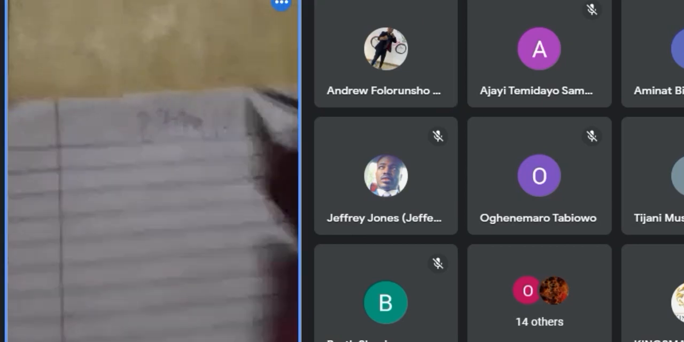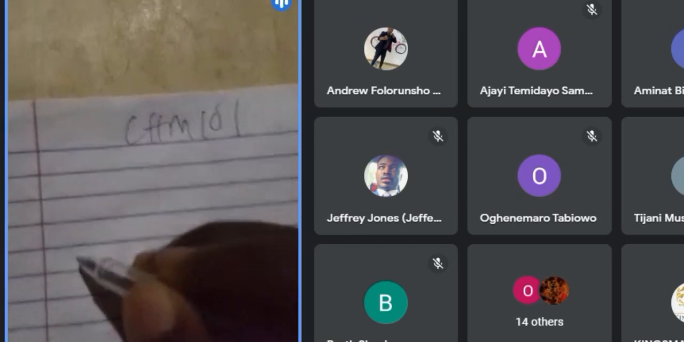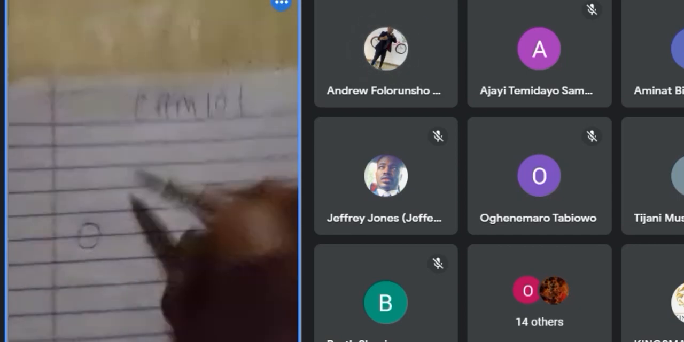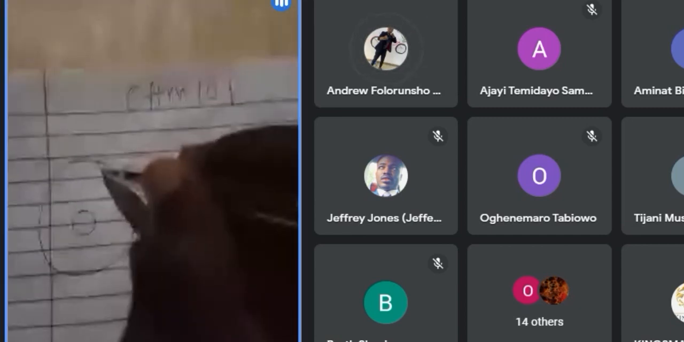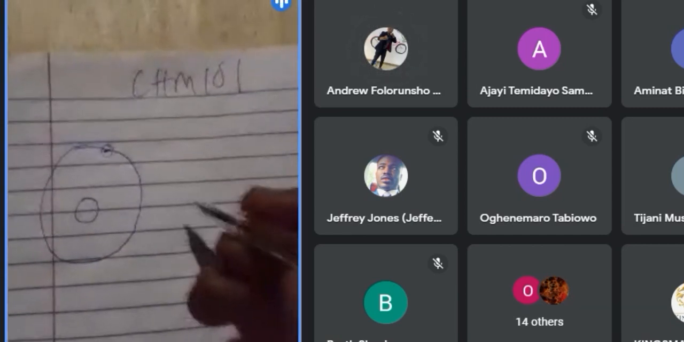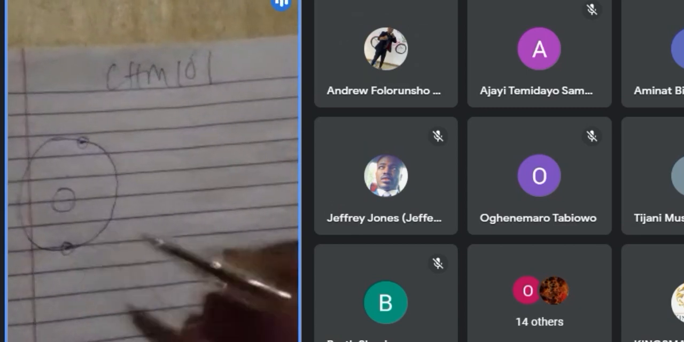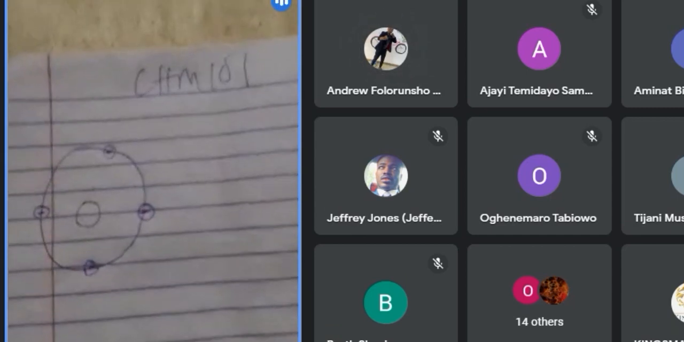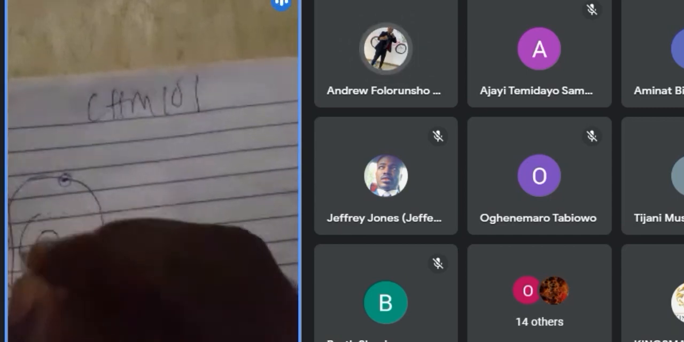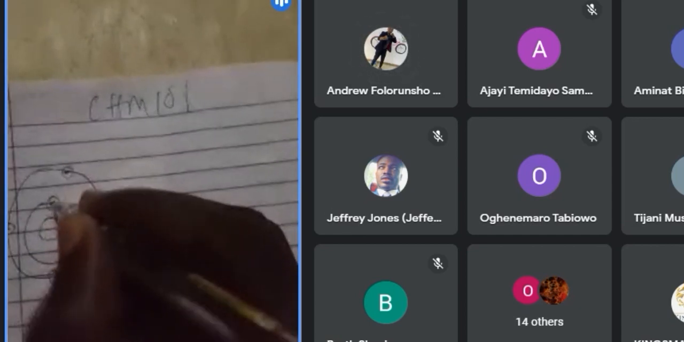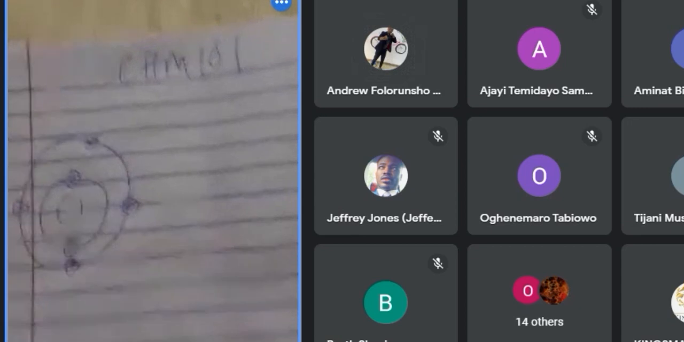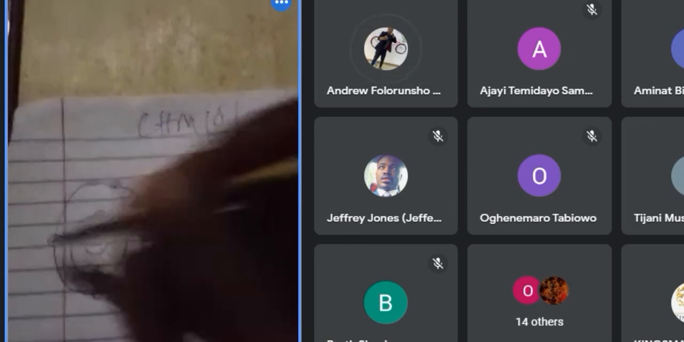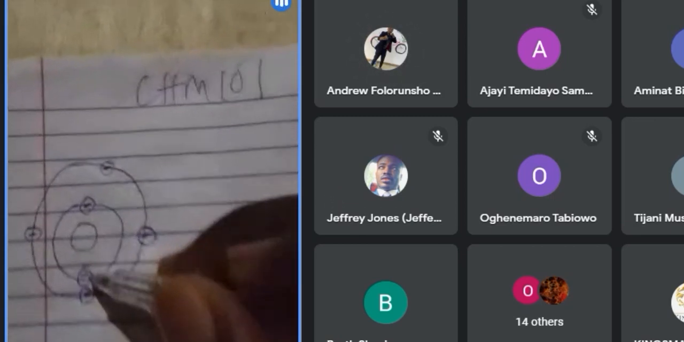Chemistry 101. I'm going to draw something now. This is the nucleus of my atom. Around it, I have one electron negatively charged, another electron negatively charged, another, another. According to this, we can count the electrons. How many electrons do we have? 1, 2, 3, 4, 5, 6. We have 6 electrons here.